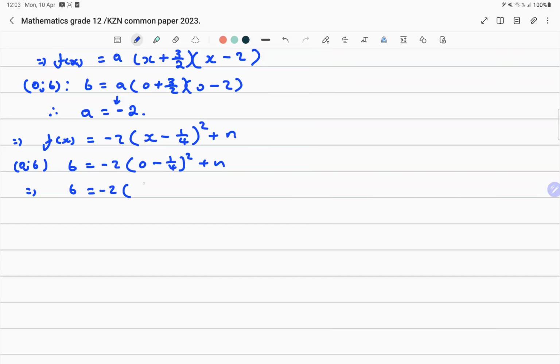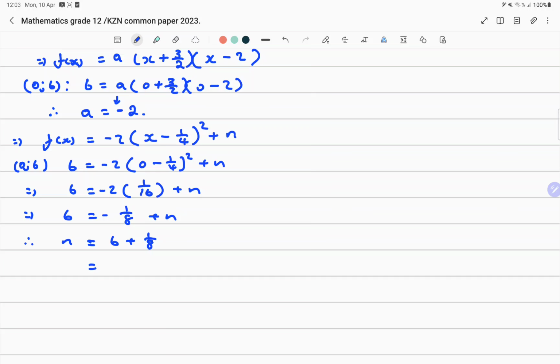So let's go on. This is going to be 6 and see if it will make sense. This is minus 2 into 1 over 16 plus n. Okay. This implies 6 is equal to minus 1 over 8 plus n. Therefore, n is going to be 6 plus 1 over 8. Now, 8 by 6 is 48, isn't it? Yeah?